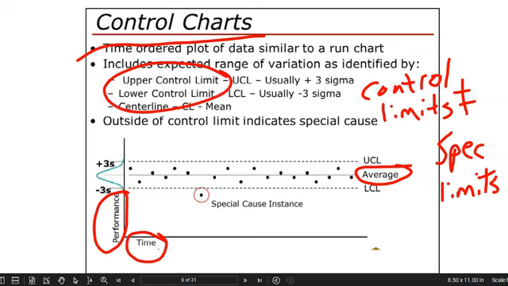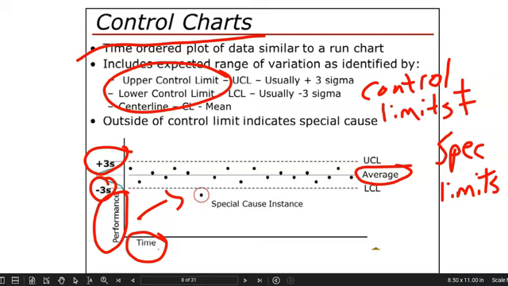Control limits take a look at the natural common cause variation in our system, and then at the plus and minus 3 standard deviation mark, we draw in these control lines. Control limits are based on the inherent variation in the system. They are not based on our customer needs.